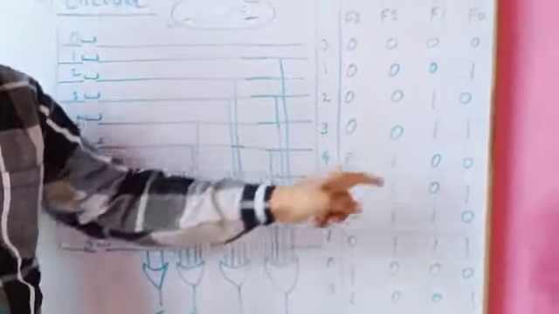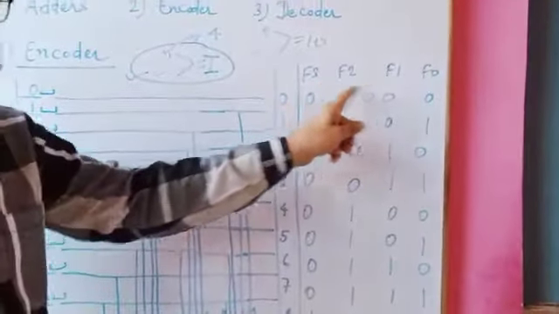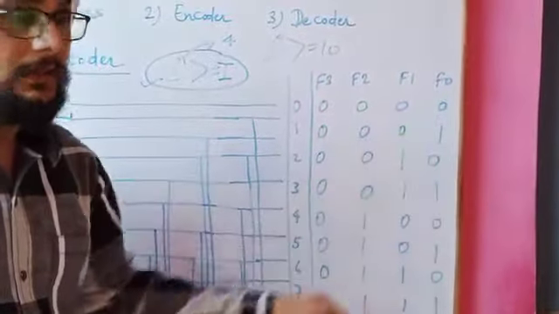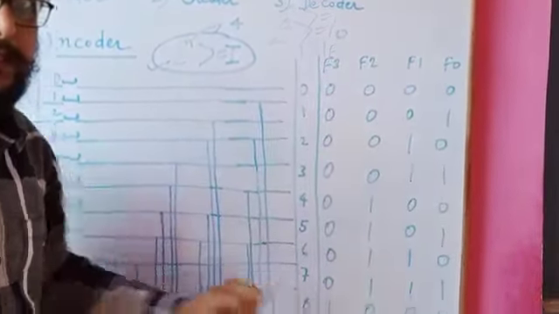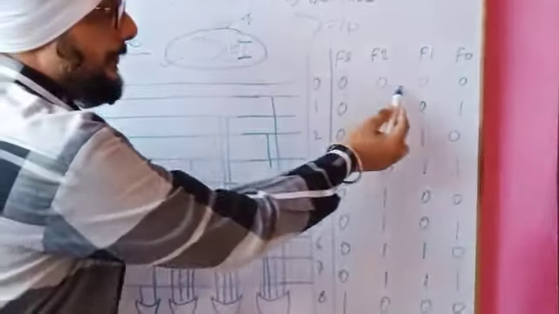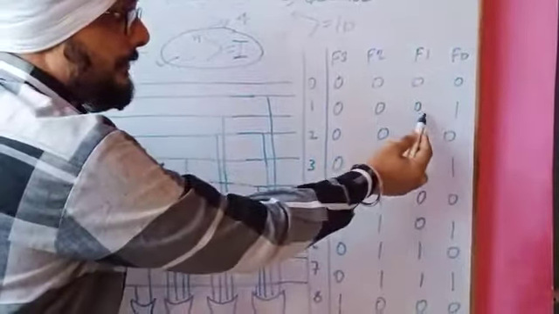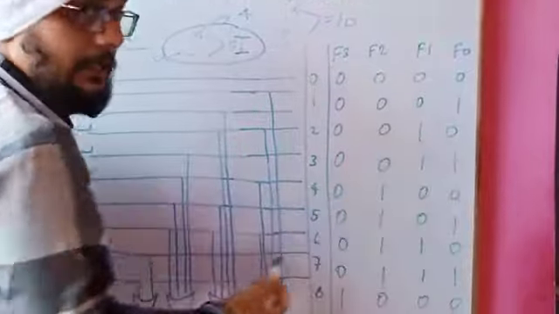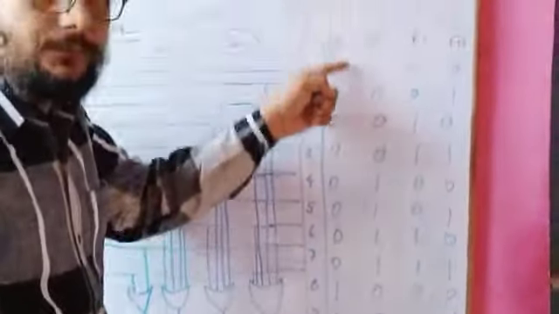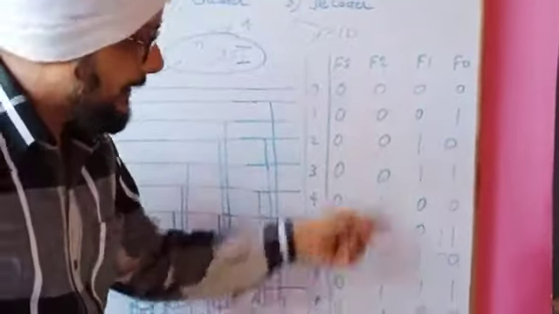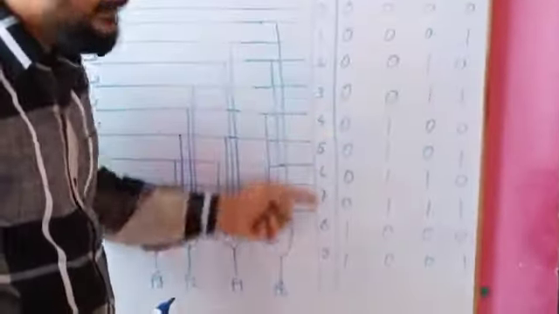Here you can see we have shown the outputs in the truth table, and here the numbers are written in 4 bits. 0 0 0 0, 0 0 0 1, 0 0 1 0. Like this I have written the binary from 0 to 9. From 0 to 9, these are the binary numbers written, and here the headings are written.